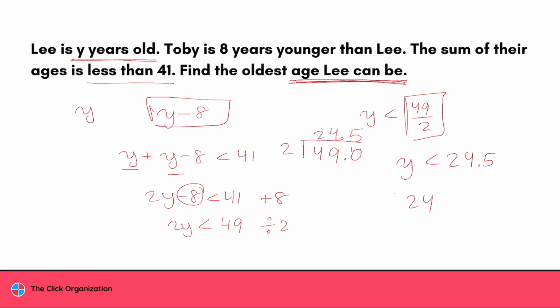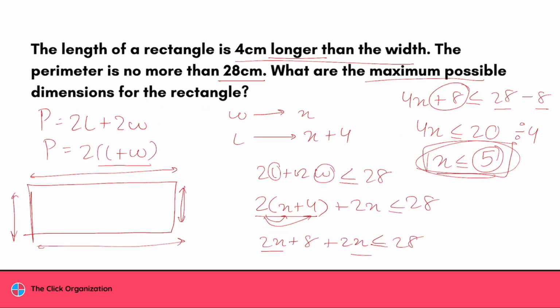We can divide the whole equation by 4 after this, which will give x is less than or equal to 5, because 20 divided by 4 is 5. Now, this is the maximum possible dimension for the width specifically, because 5 is the most value that the width can be. Hence, if we're running by that assumption, we can also find the length in a similar way. The maximum possible value of the width is 5, so the maximum possible value of the length must be 5 plus 4, where we substitute this value of x from over here.